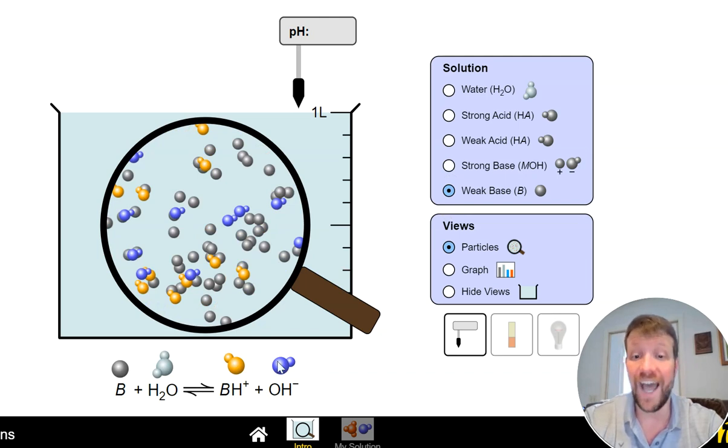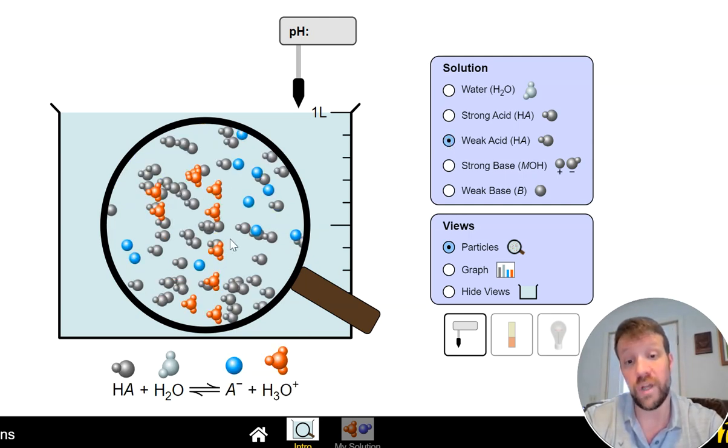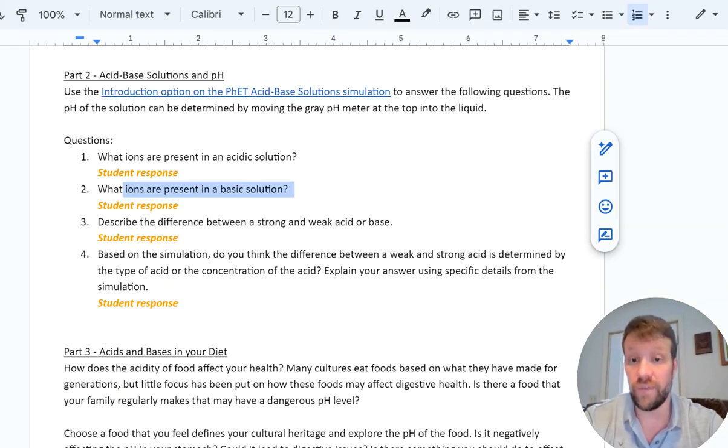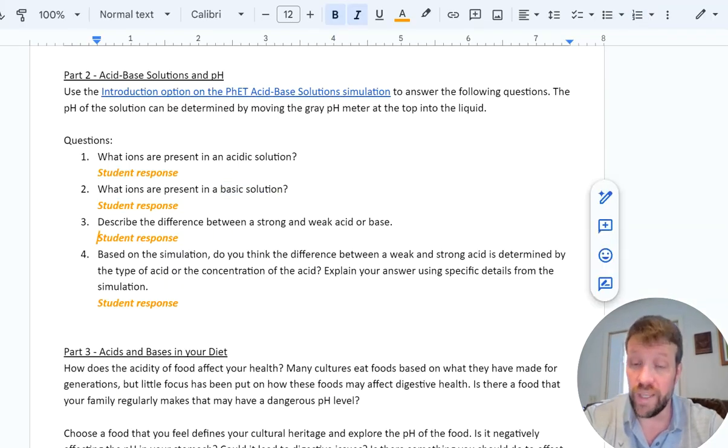It's the highlighted ion at the bottom here, where this B just means anything, okay? Anything we could add, but it's the OH that makes it basic. It's the H3O+ that makes it acidic. That's what we're looking for there for the first 2. And the rest, then, we can describe the differences.